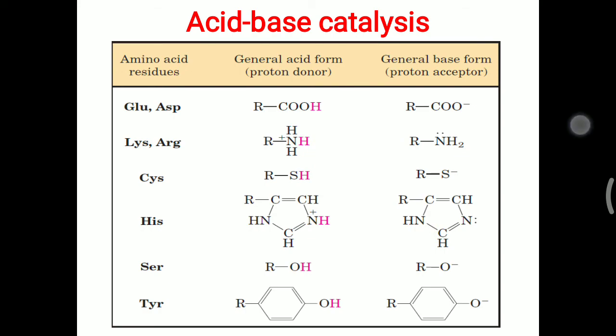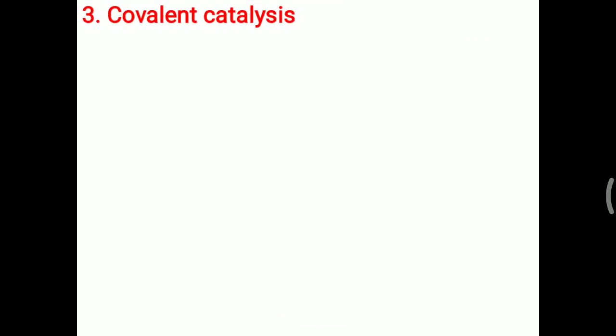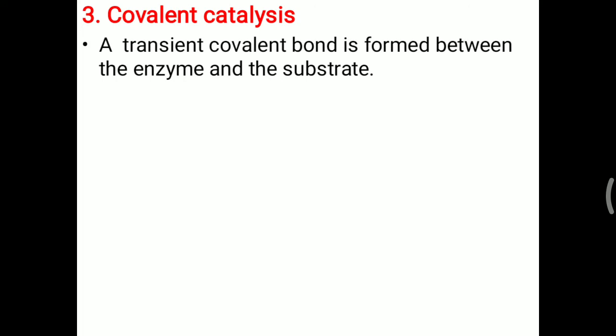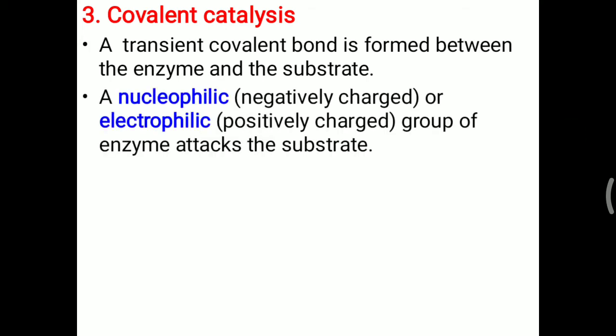So that is an important mode of action of this enzyme: acid base catalysis. In the same way, covalent catalysis: a transient covalent bond is formed between the enzyme and the substrate. A nucleophilic, that is negatively charged, or electrophilic, that is positively charged, group of the enzyme attacks the substrate. So that is called covalent catalysis.